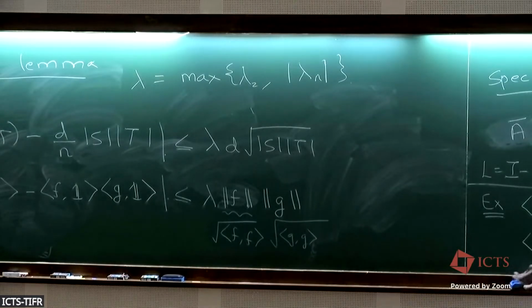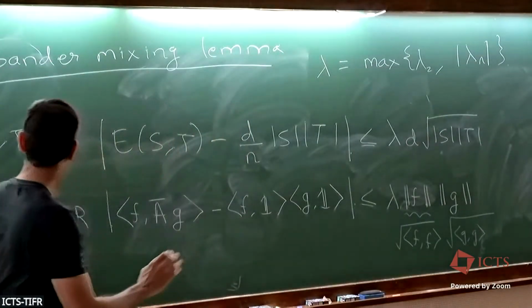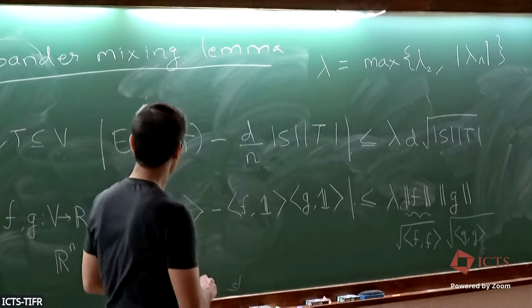Not necessarily. So right now, there are arbitrary subsets of the vertices. Good. Thank you.